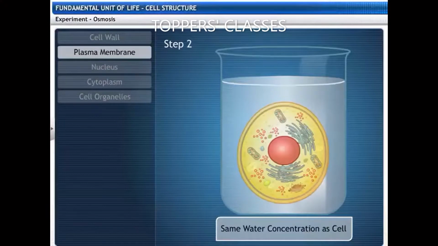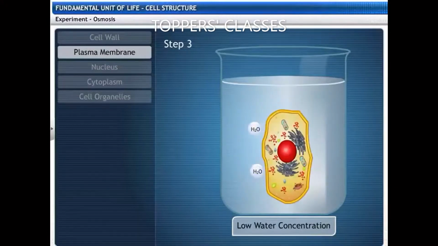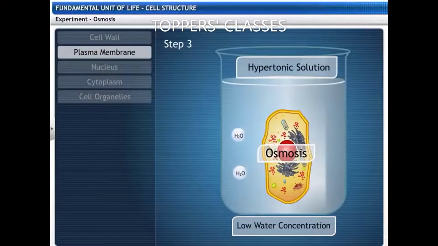If the medium has the same water concentration as the cell, there is no net movement of water through the membrane and the cell stays the same size. Such a solution is known as an isotonic solution. If the medium has a lower concentration of water than the cell, the cell loses water by osmosis and then shrinks. Such a solution is known as hypertonic solution.